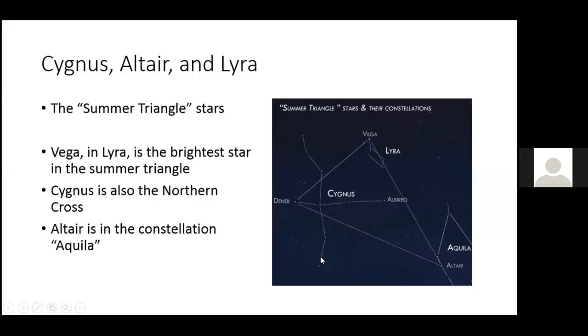And then Altair is in the constellation Aquila. So together, these three stars, Altair, Cygnus, and Vega, or the constellations, form this summer triangle. So you're going to find these constellations in the summer. All right. So that's kind of the fun stuff here. Let's move on into the next few questions.